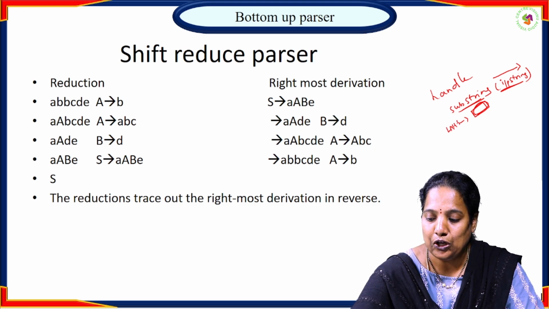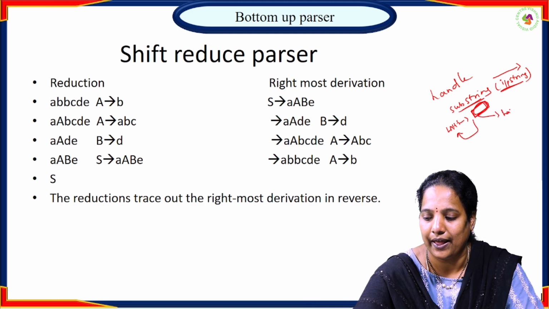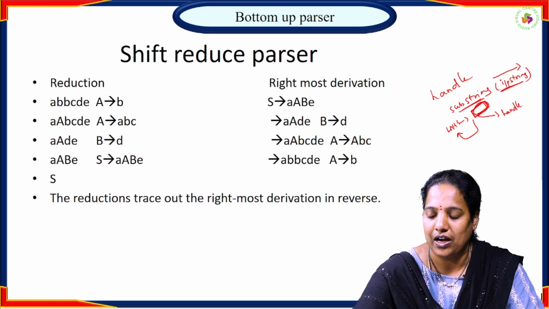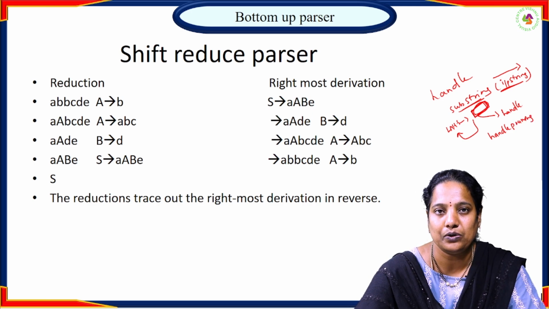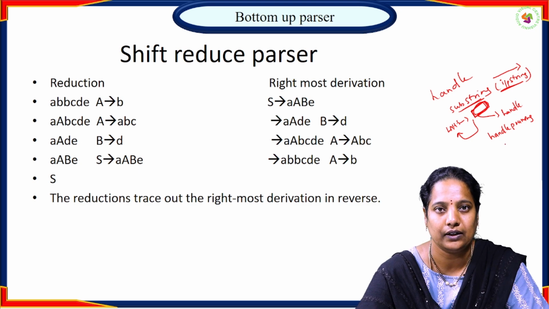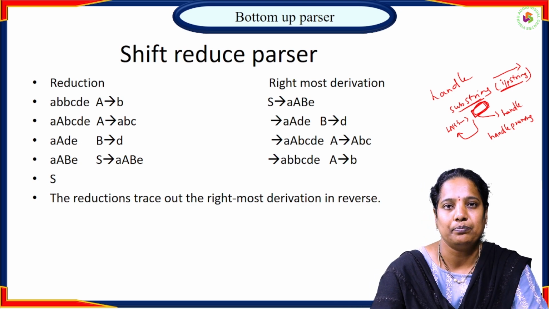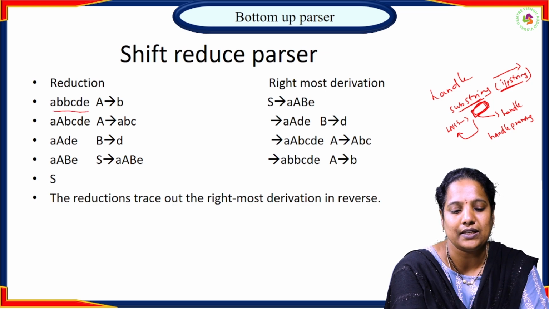Okay, we need to replace this substring with the left hand side production. Here this substring is called a handle, and when you are replacing this substring, it is called handle pruning. By using this method, we are going to reduce the total input to the starting symbol of the grammar. Here we have the input A, B, C, D, E.